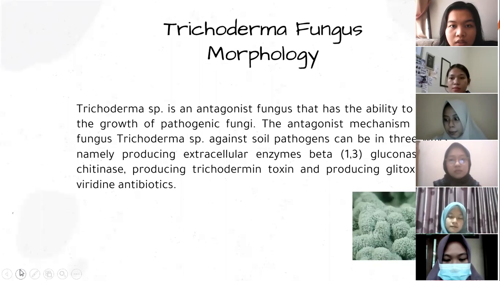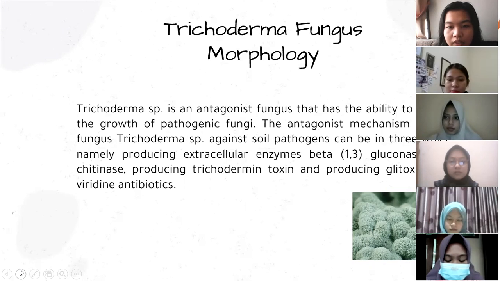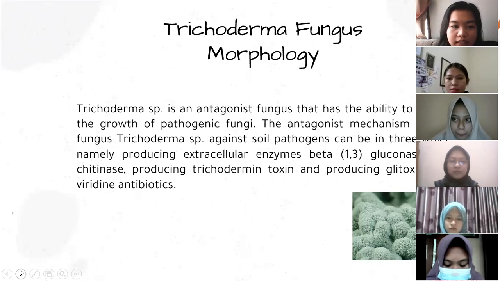The next one is Trichoderma fungus morphology. Trichoderma sp is an antagonist fungus that has the ability to inhibit the growth of pathogenic fungi. The antagonist mechanism of the fungus Trichoderma sp against soil pathogens can work in three ways, namely producing extracellular enzymes beta-1,3 glucanase and chitinase, producing trichodermin toxin, and producing gliotoxin and pyridine antibiotics.